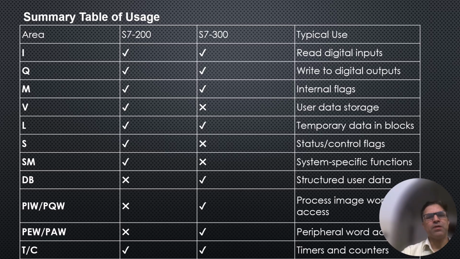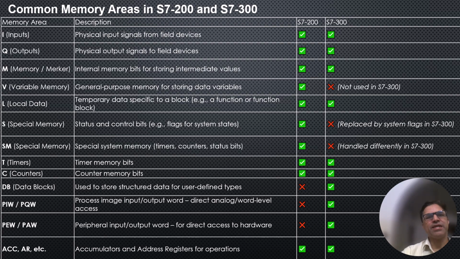PIW stands for peripheral input word and PQ stands for peripheral output word. They are a part of peripheral addressing, which allows direct access to the input-output module by bypassing the process image. The key difference between S7-200 and S7-300 is that S7-300 uses DBs instead of V memory. The concept of I/O is also there. It is more powerful with FC, FB, and OB: FC for functions, FB for function blocks, OB for organization blocks, and structured programming in S7-300.